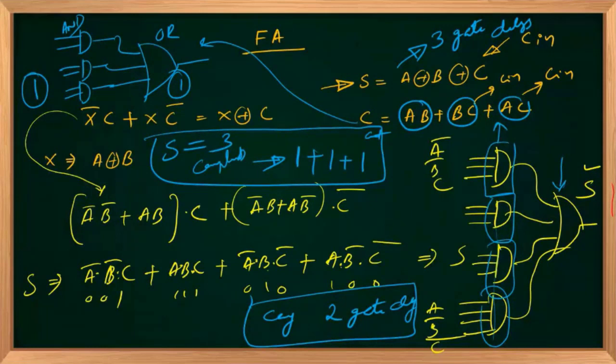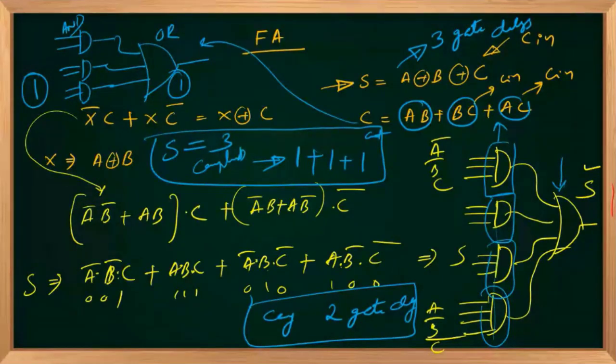If both inputs and carry in are available, a full adder, maybe in the first stage, maybe in the second stage, maybe in the nth stage, if you are cascading, connecting one after another, doesn't matter. If everything is ready, a full adder will take two gate delays to produce a carry out. And if everything is ready, a full adder will take three gate delays to produce a sum output, right?